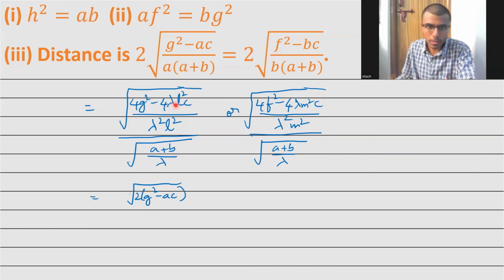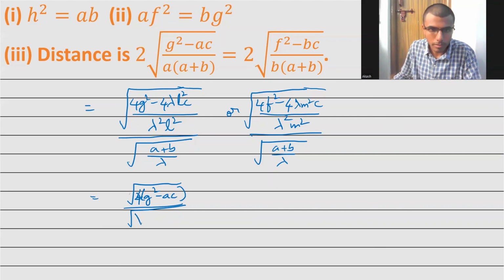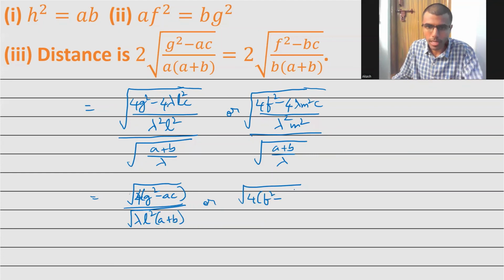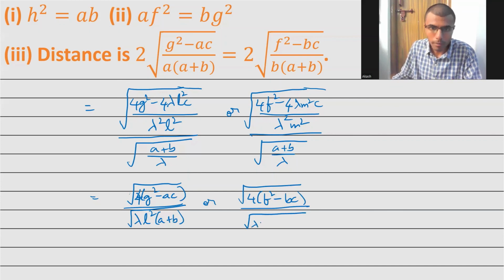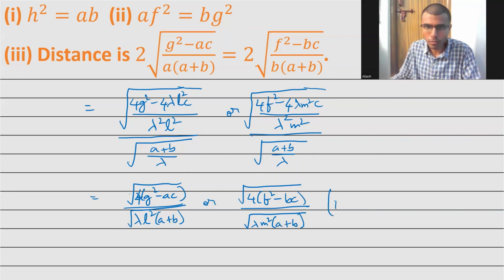Because lambda L square is A, minus 4g square minus 4AC. I'm going to take 4 common, sorry. 4 times this, divided by under root of, here 1 lambda got cancelled, lambda L square into A plus B. Or this is also equal to under root 4 times f square minus lambda m square is b, f square minus bc, divided by under root lambda m square into a plus b. For this what I used is from 1 and 3, from 1 comma 3.